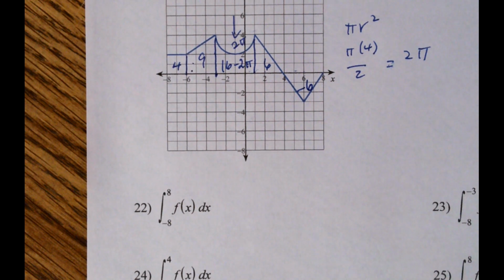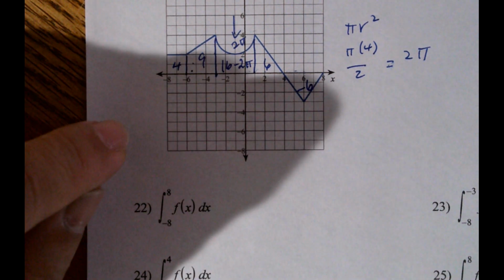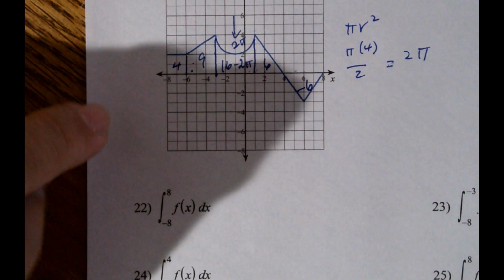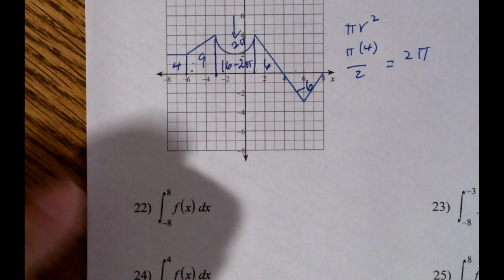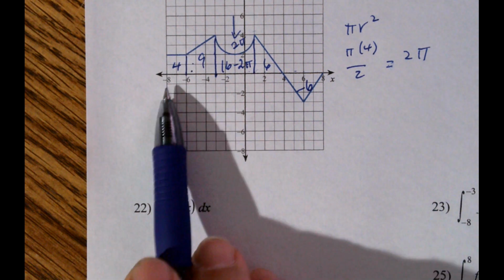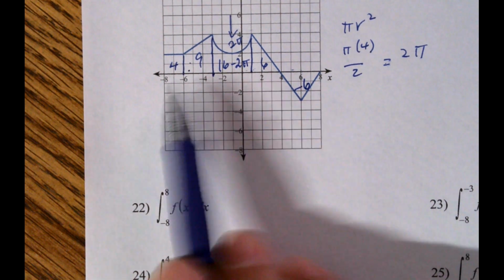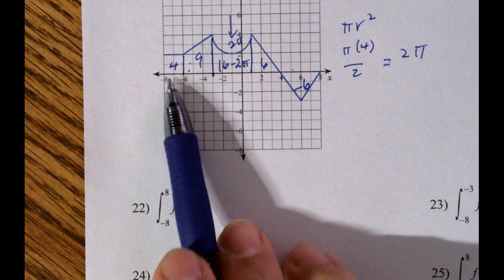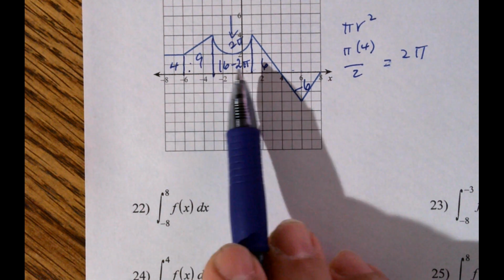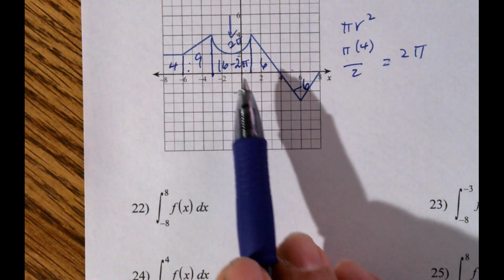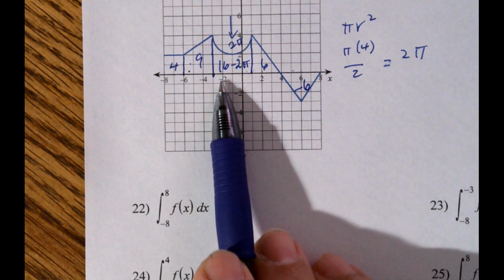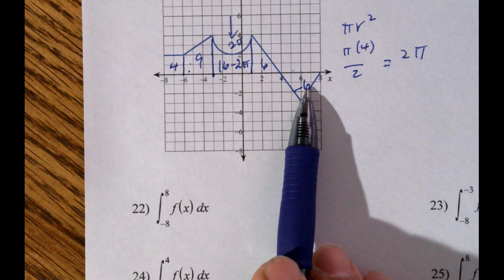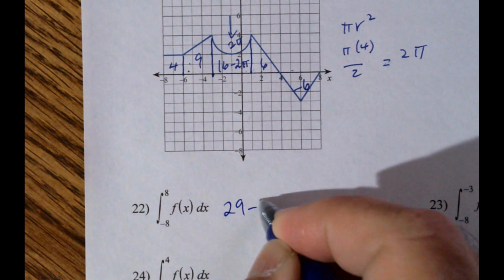All right, armed with that, now we're going to answer the questions. It's easier and less distracting to go ahead and fill it in before you start answering these questions, okay? So here, from negative 8 to 8, you're going to go from far left to the far right, so you just add all these up. So that's 4 plus 9 is 13, 19, I'm adding them out of order, 19 and 16 is 35. 35 minus 6 is 29. So it's 29 minus 2 pi.